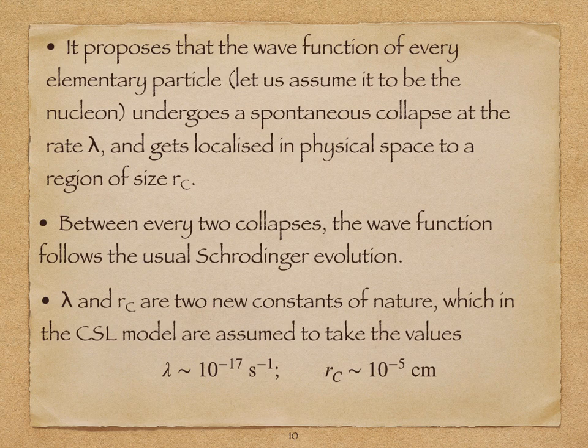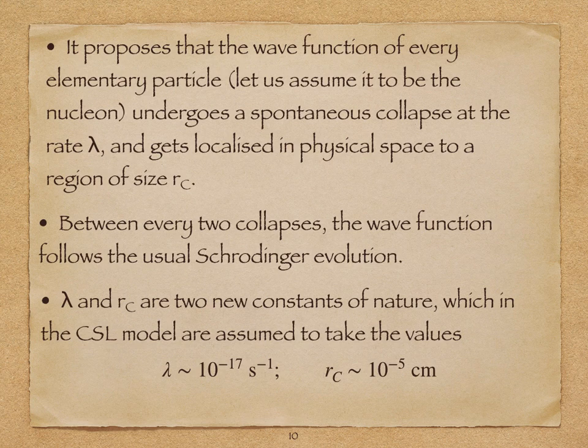So lambda is the collapse rate for a nucleon. Remember, always the benchmark is a nucleon. How often does a superposition state of a nucleon in two position states collapse? Very, very rarely. Once in 10 to the 17 seconds, which happens to be the age of the universe, or 10 to the minus 17 collapses per second, and RC is assumed to be about 10 to the minus 5 centimeters. So why these values?